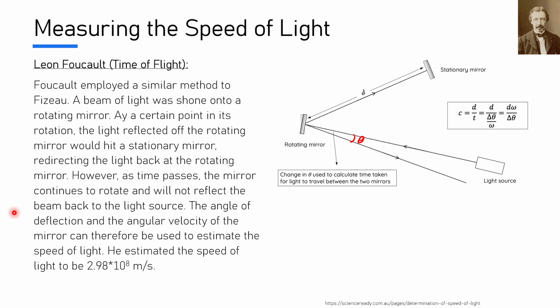So if he knew this angle of deflection and the angular velocity of the mirror itself, he was then able to estimate the time taken for the light to travel from the light source to the rotating mirror, to the stationary mirror, back to the rotating mirror, and back to wherever the light struck his detector. And assuming that he knew the cumulative distance for all of this, he was then able to estimate and calculate the speed of light, which he found to be 2.98 times 10^8 meters per second, which at this stage was the most accurate measurement for the speed of light as we know it today.